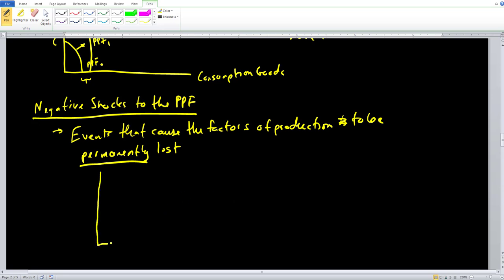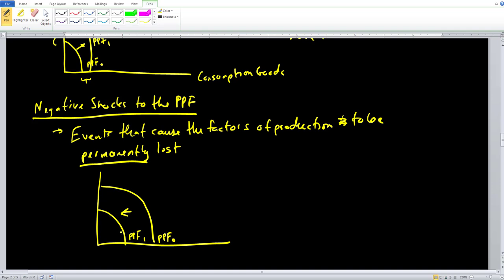So what does this look like? Here we have PPF1, and then when we have a negative shock, we're going to be shifting our PPF inward. So our initial PPF is PPF 0 right here. We have a lot of goods and services being produced. But with a negative shock, we shift our PPF inwards, telling us that we are no longer able to produce the same amount of both of these goods at the same time.